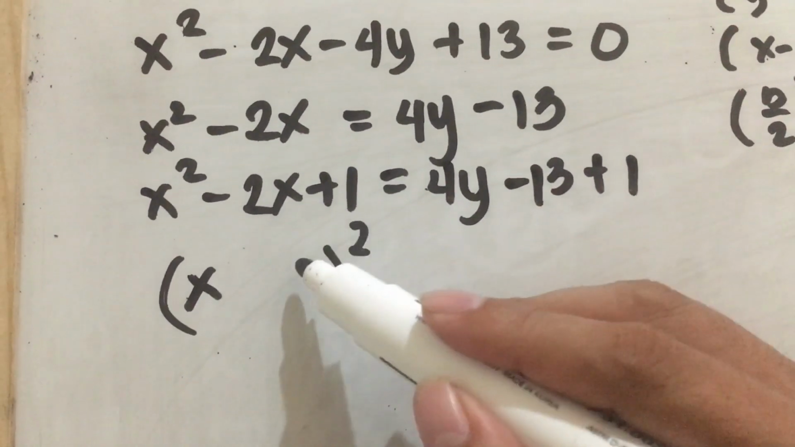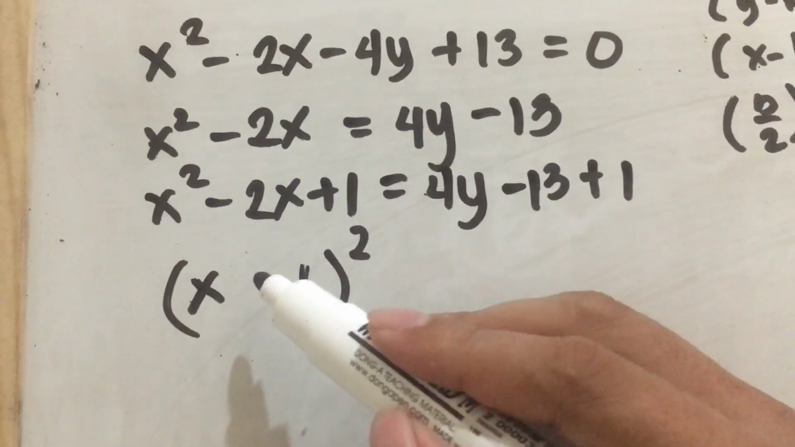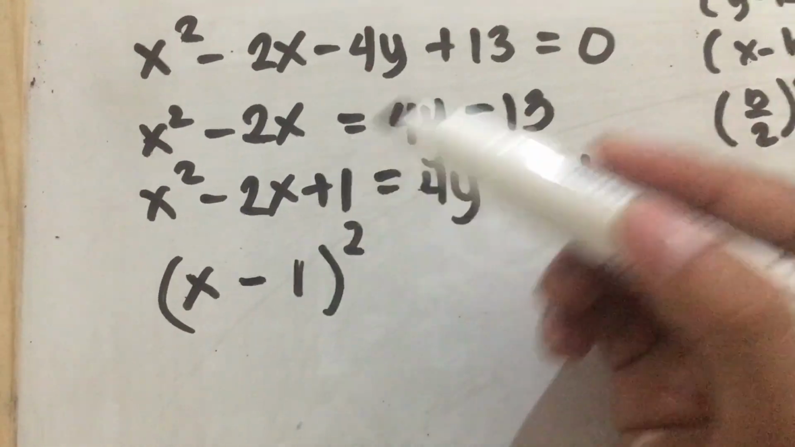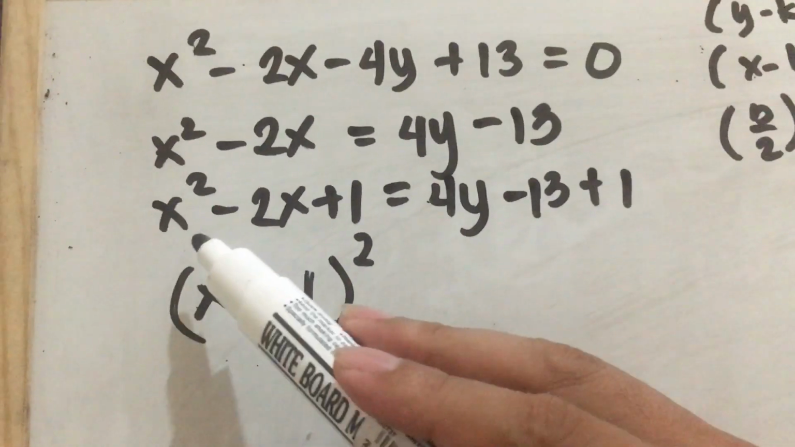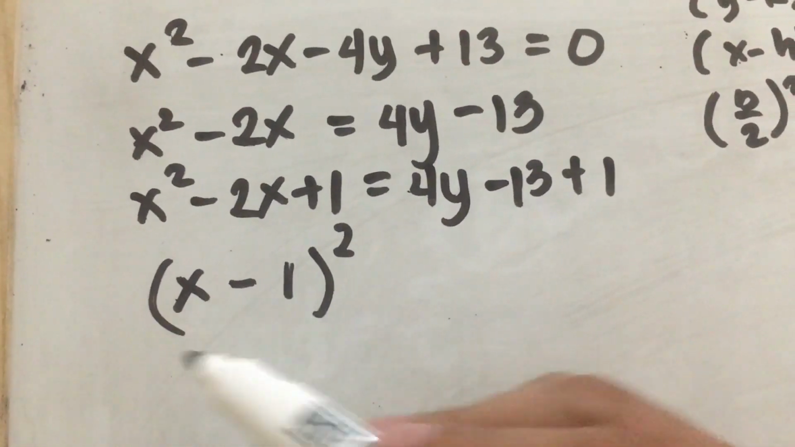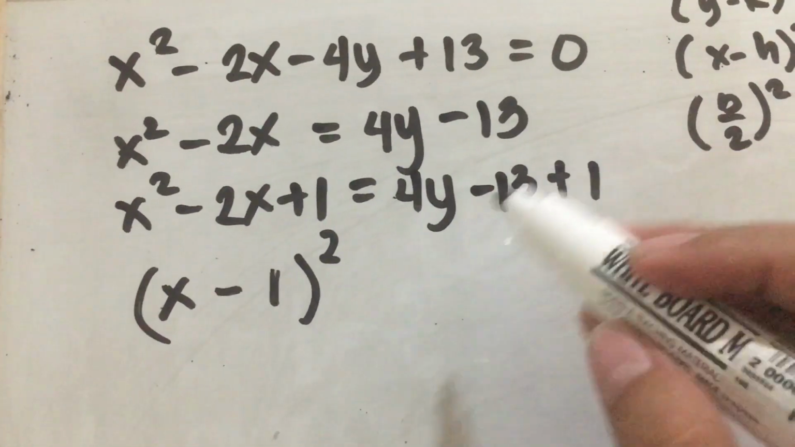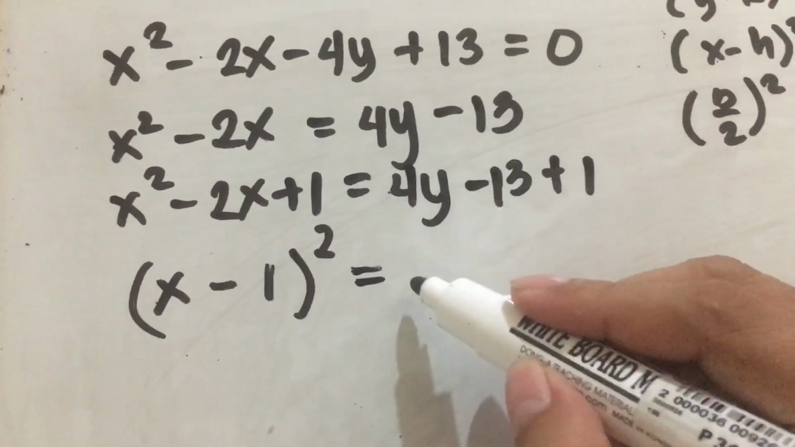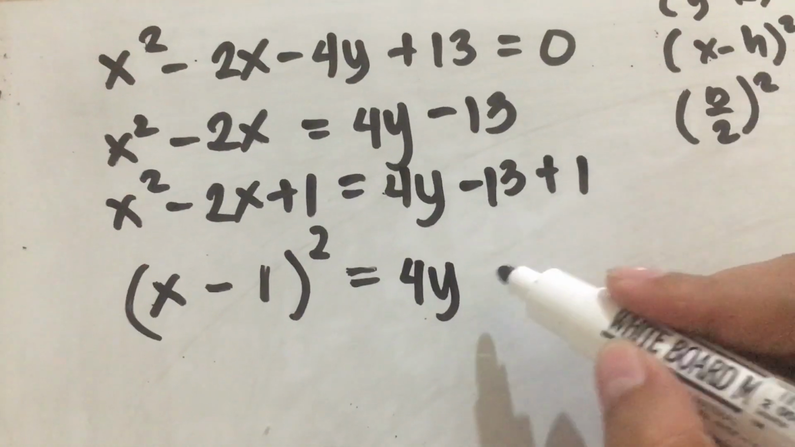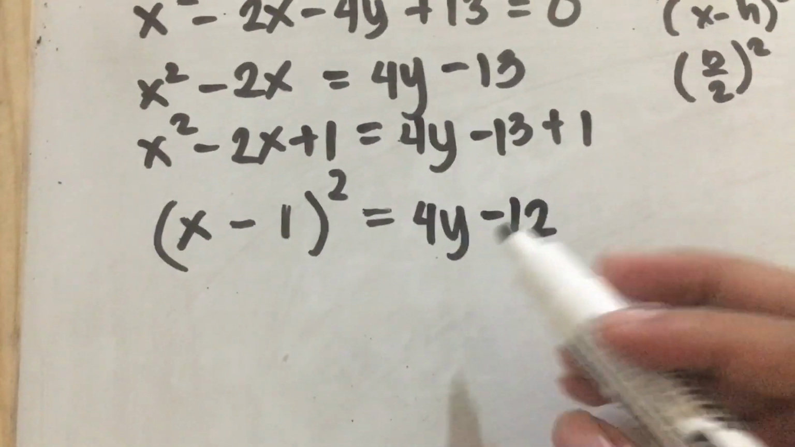So, what is the square root of 1? That is equal to 1. The sign in the middle is the sign of your b. So, what is the sign of your b? That is negative. That is negative. So, therefore, your x squared minus 2x plus 1 is equal to (x minus 1) squared. When you review it, when you simplify this one, it becomes x squared minus 2x plus 1. So, in the right side, you just simplify 4y. Negative 13 plus 1, that is equal to negative 12.